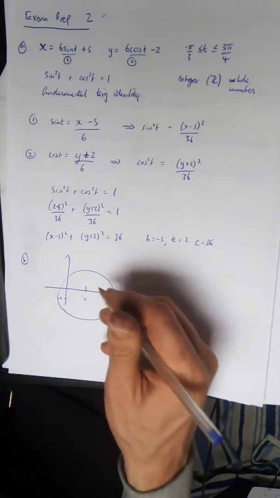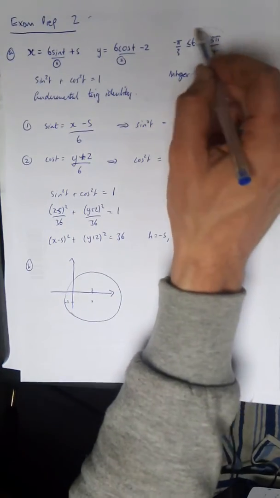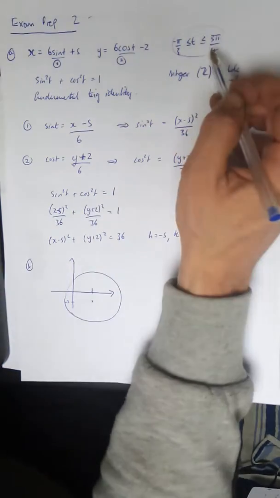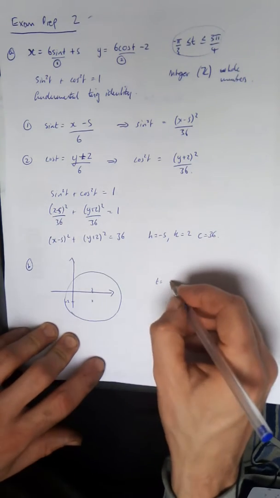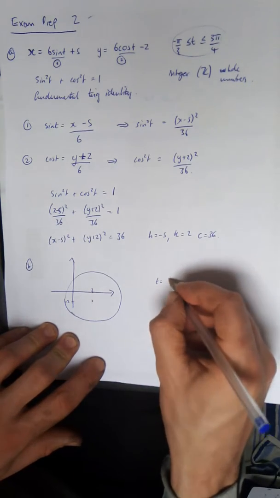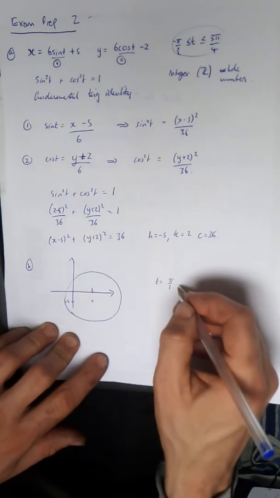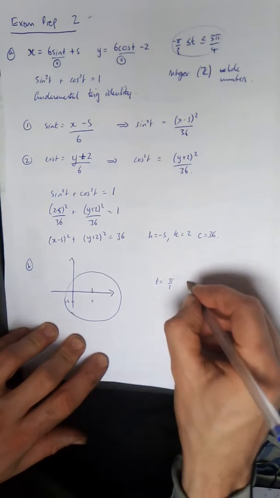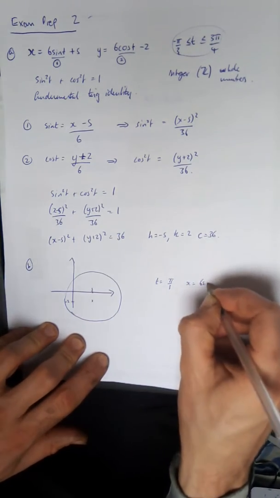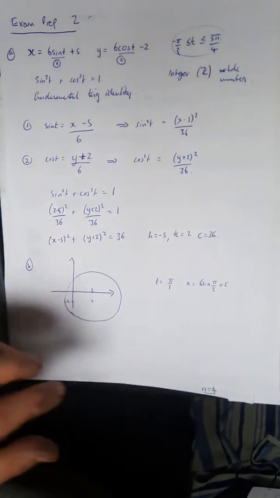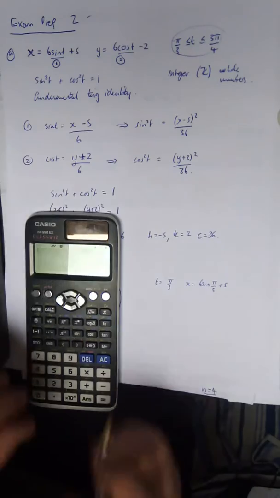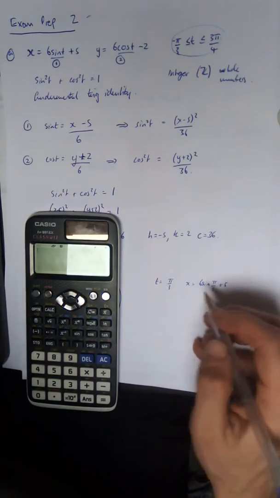Now, what we need to, the thing is, we've got to go back to that domain. So when t is equal to pi by 3, whereabouts on the circle are we? So x is equal to 6 sine of pi by 3 plus 5. Right, so what's that? That's sine of pi by 3.